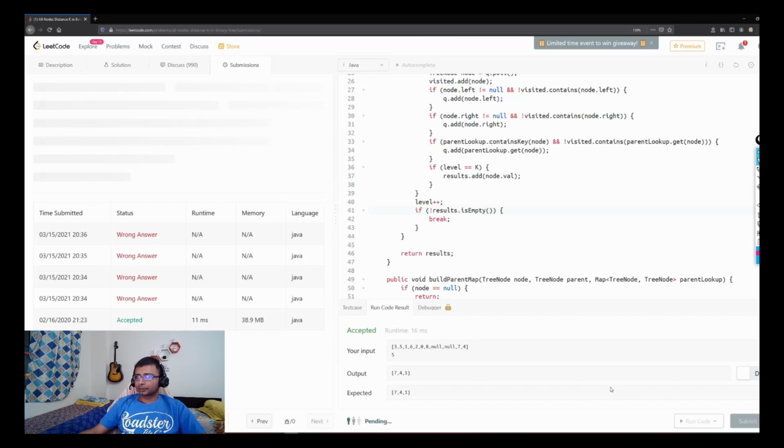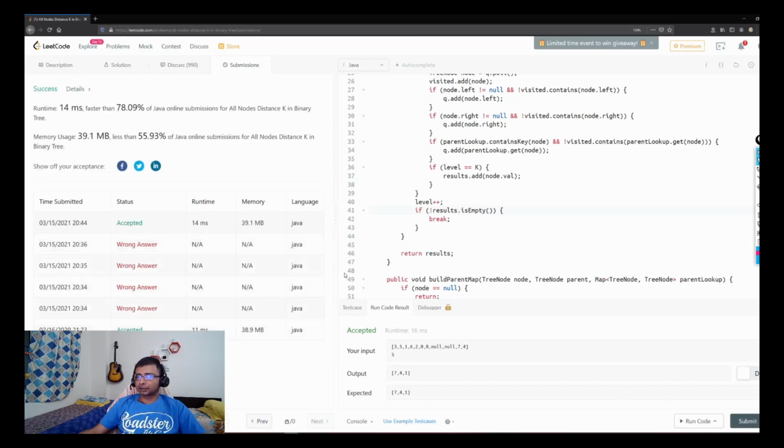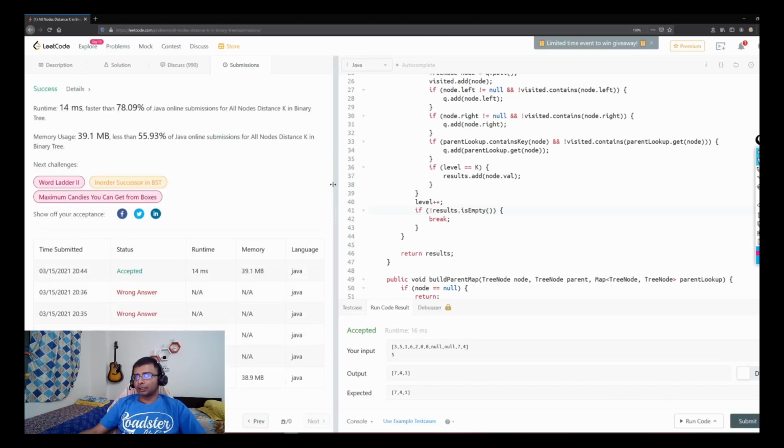Well, let's submit for a broader range of test cases and see how it goes. Okay, so as you can see, it has been accepted, and we have got around 14 milliseconds, better than almost 78% of the submissions. Again, I won't go into that. This is just for reference.